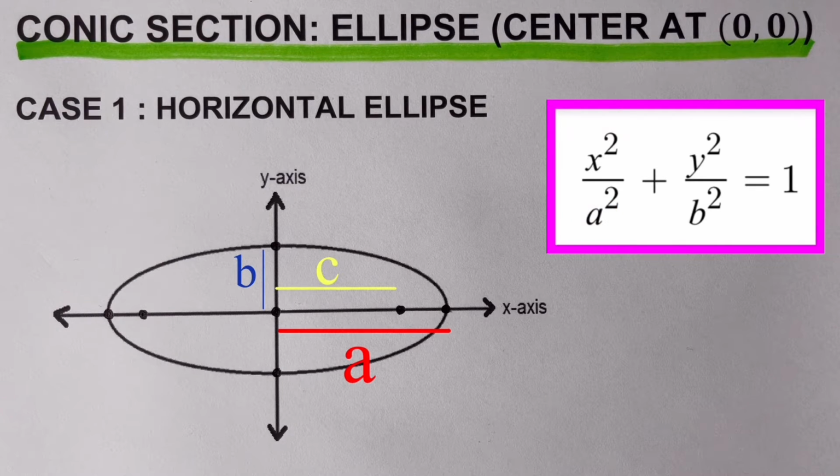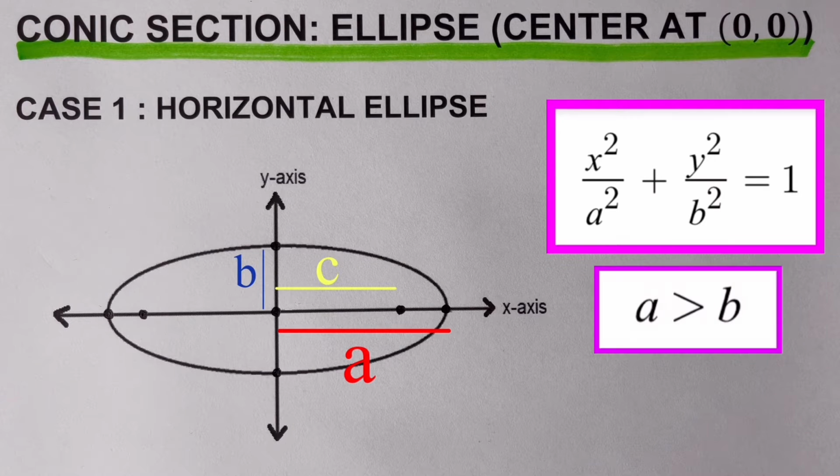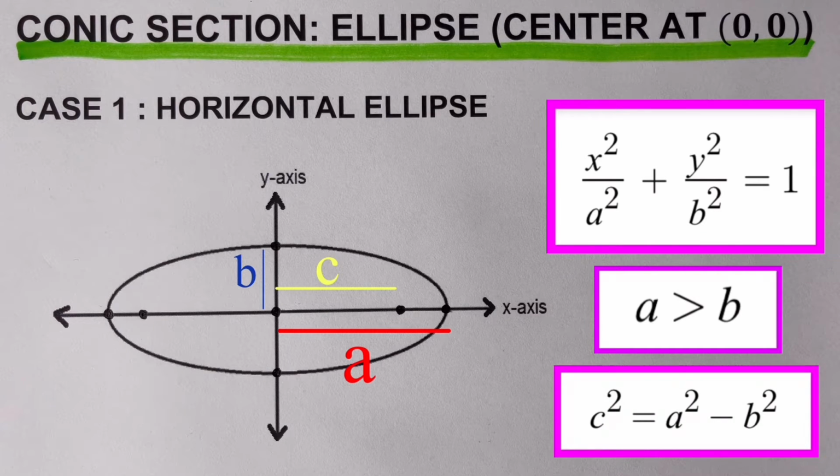Now, we also remember that our a value, which is the semi-major axis, will always be greater than b, which is the semi-minor axis. That's true every time. And the equation that can be used to determine the length of c, that is from the center to the focus, is c squared equals a squared minus b squared.